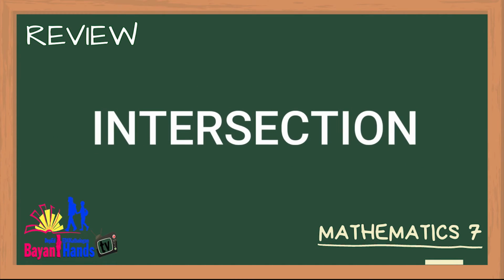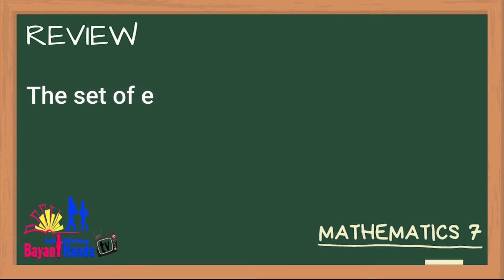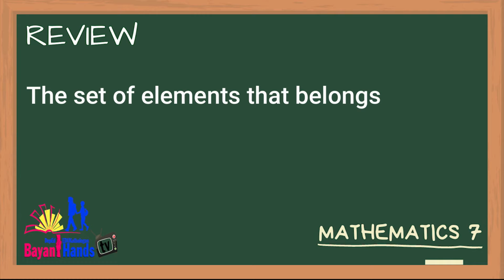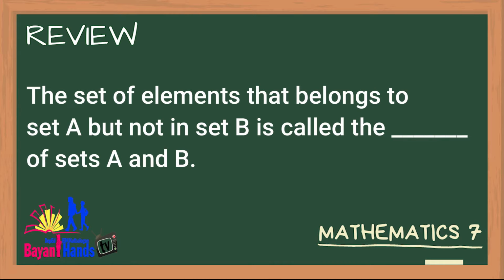Correct, intersection. Last, number 10. The set of elements that belongs to set A but not in set B is called the blank of sets A and B. Answer: difference.